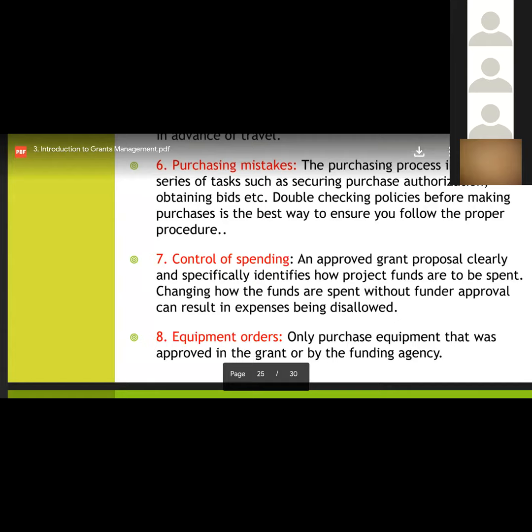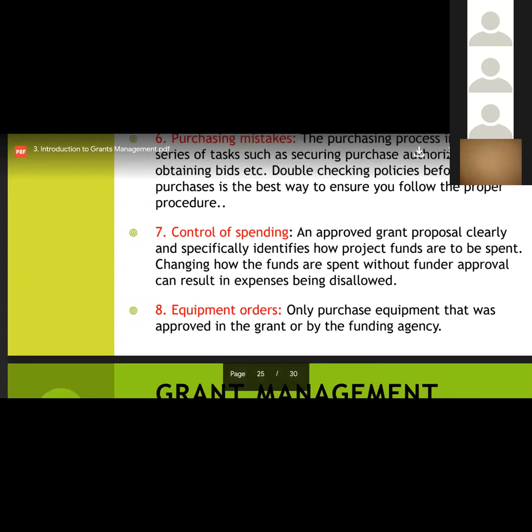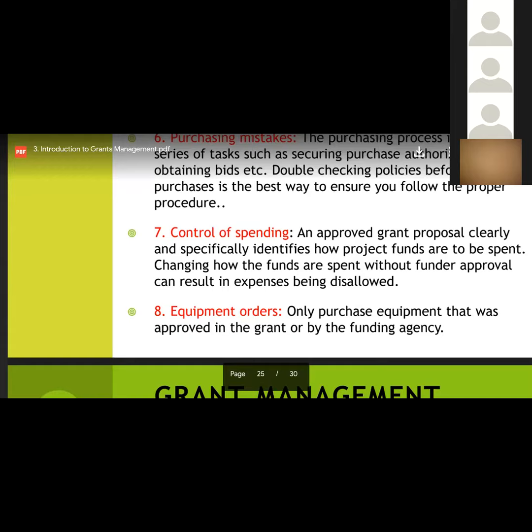the grant management process. Then again, also equipment orders: only purchase equipment that was actually approved in the grant by the funding agency. In fact, in most requests for proposals, most funding agencies will clearly identify what they can fund and what they will not fund. So it's always good to make sure that you only purchase equipment that was actually approved in the grant by the funding agencies as expected.